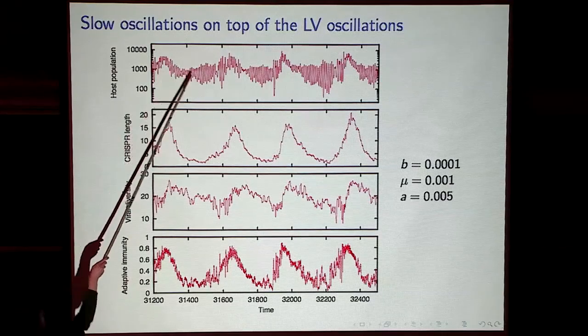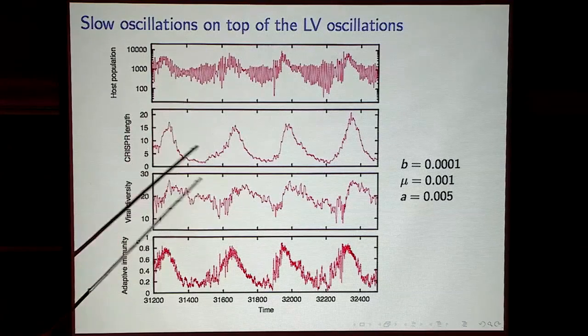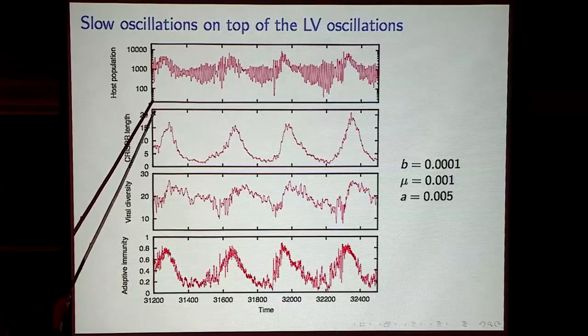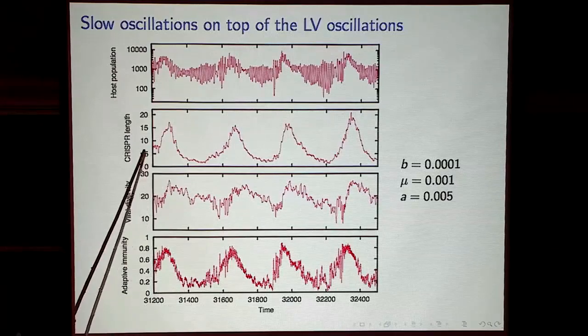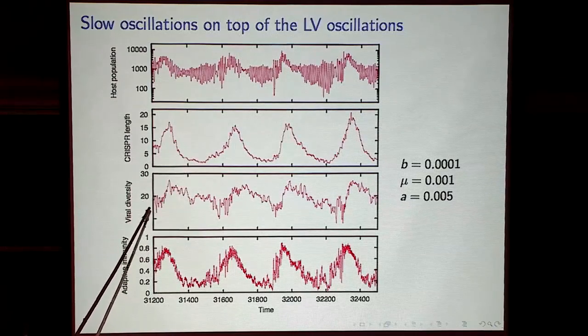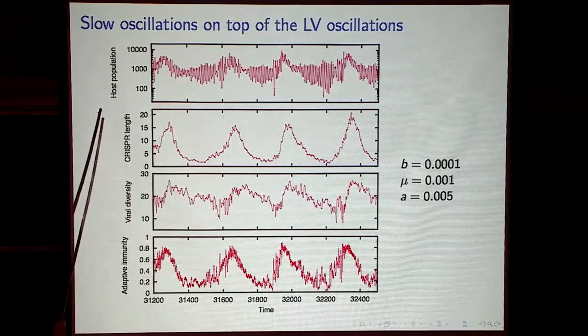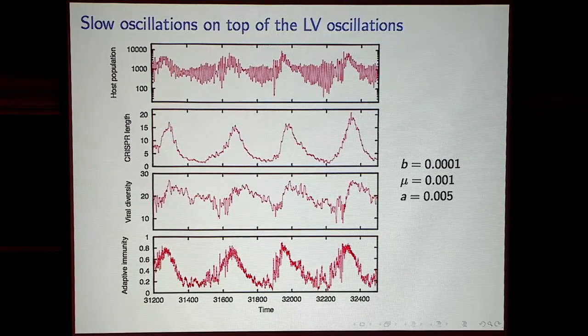So these fast oscillations are Lotka-Volterra oscillations. But on top of the fast oscillations, you see slow oscillations in immunity, almost an order of magnitude, the length of the CRISPR cassette, the diversity of the viral population, and the host population and the viral population also go through these large slow oscillations with a period of about 30 times the Lotka-Volterra period. We don't understand this yet.